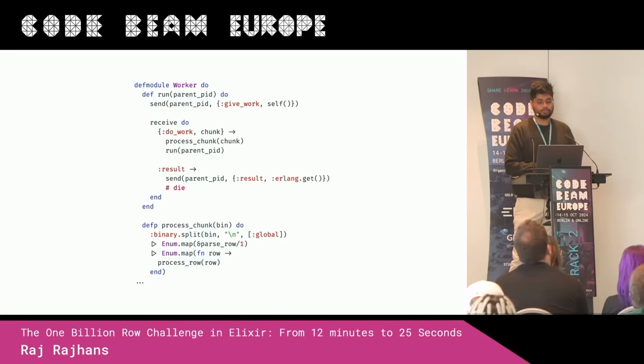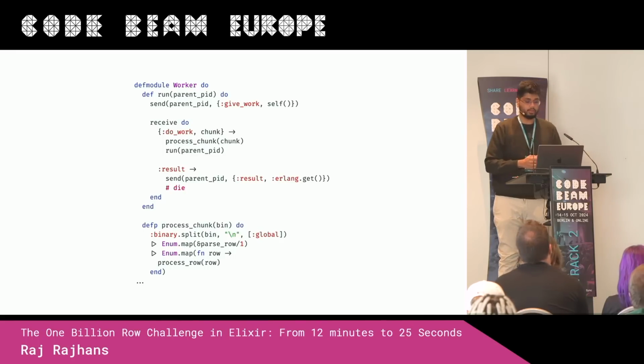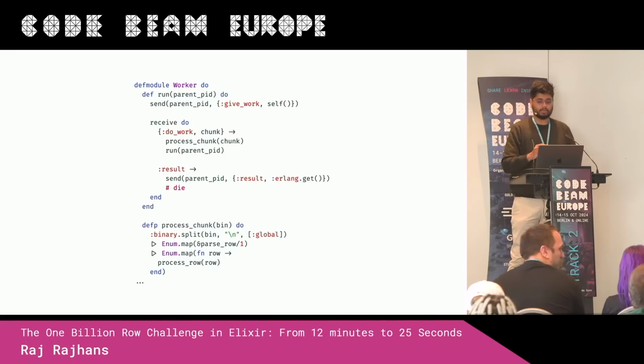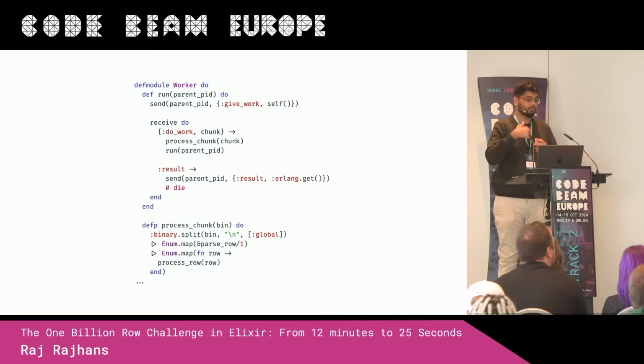Here's the implementation. This is the worker module. At the start, we are sending a give work message. Then we go into a receive loop.